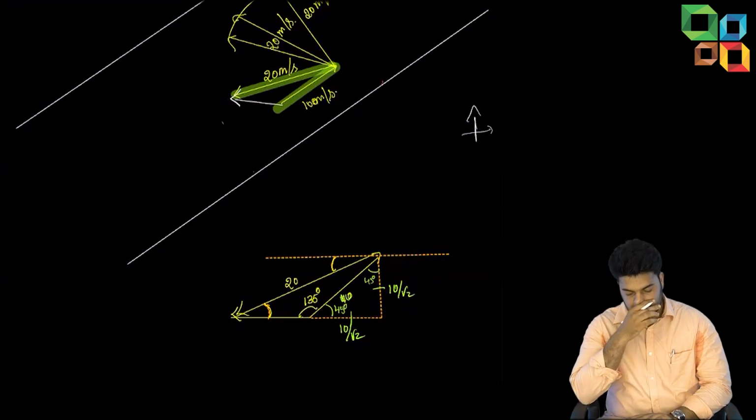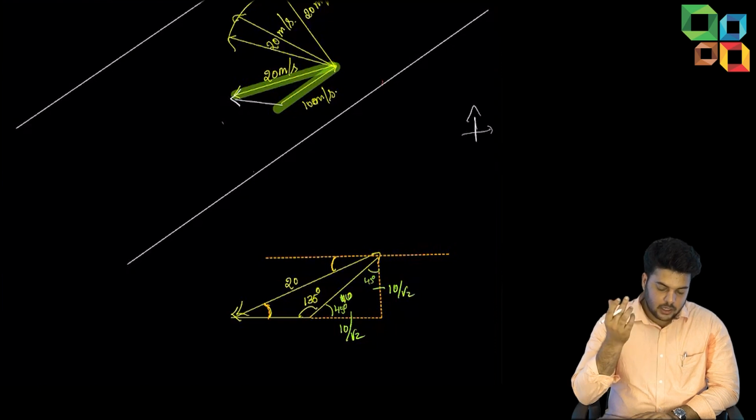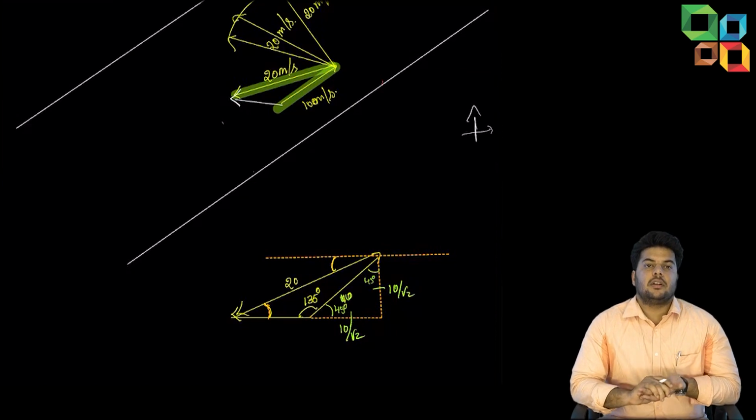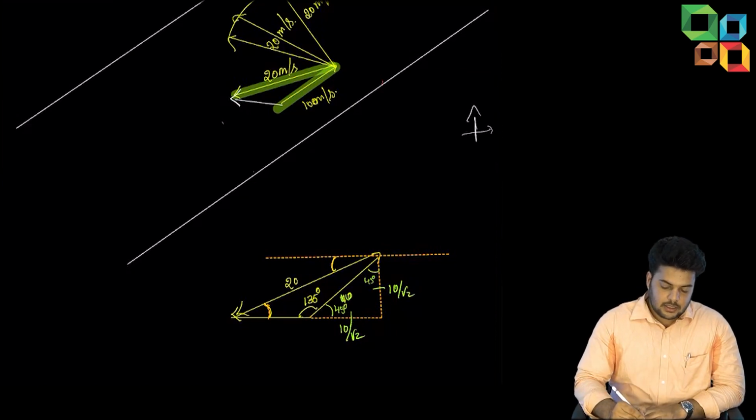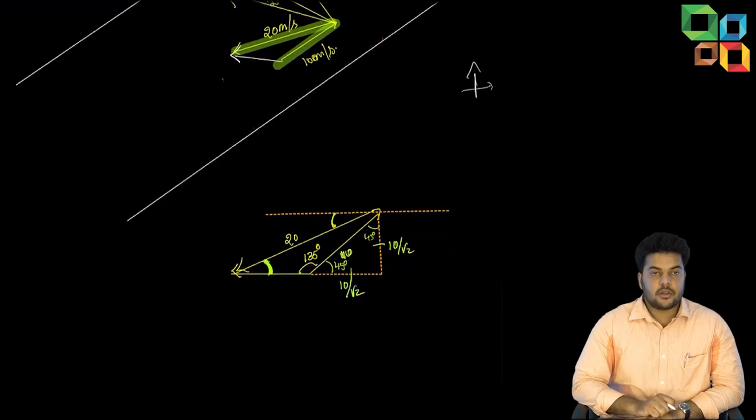What else can we do? No, even I'm stuck here. We could apply the Pythagorean theorem, but how will that help? Yeah, figured it out. Yes. Do you see it? This angle, right? We need to figure out that angle. If we figure out that angle, we have figured out this angle, correct? So is there any trigonometry ratio that you can use there?